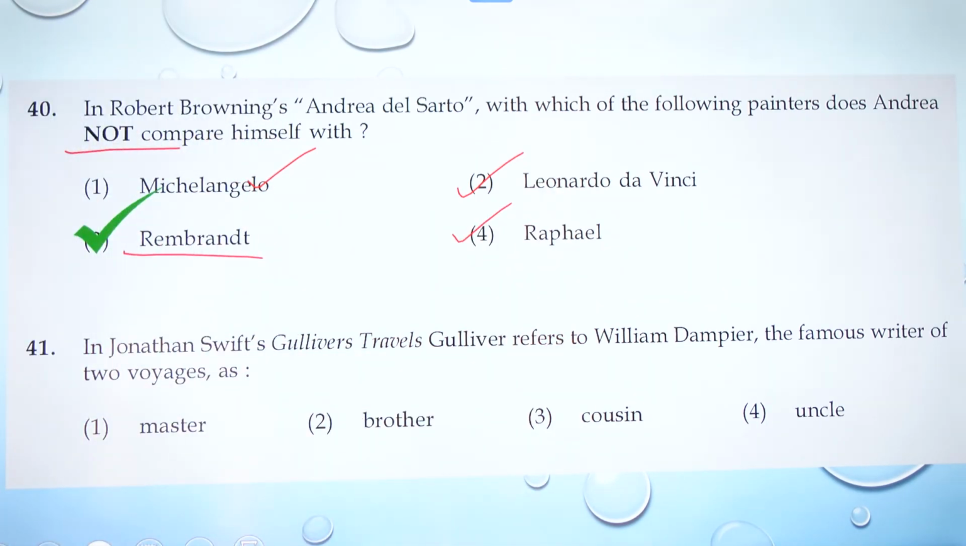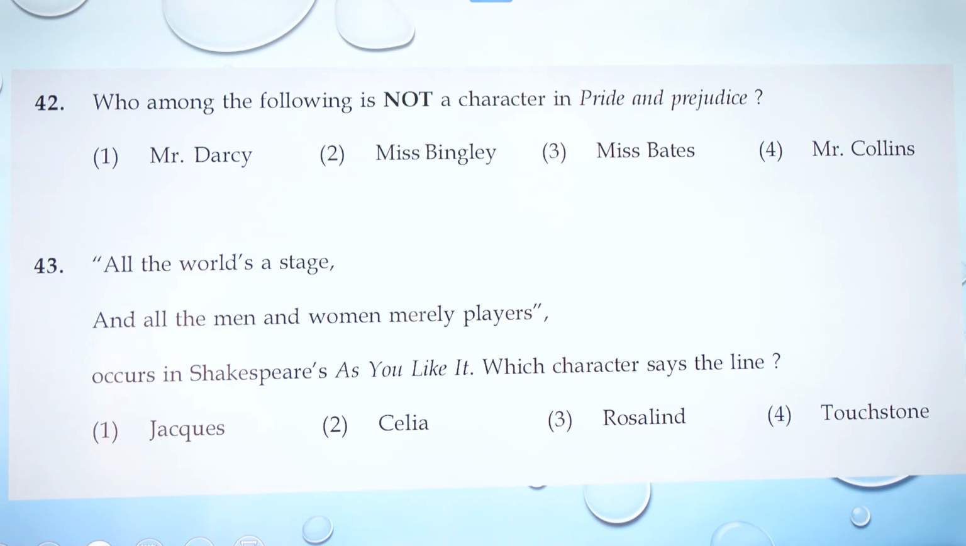41. In Jonathan Swift's Gulliver's Travels, Gulliver refers to William Dampier, the famous writer of voyages, as 1. Master, 2. Brother, 3. Cousin, and 4. Uncle. And the correct option is number 3, Cousin. 42. Who among the following is not a character in Pride and Prejudice? Number 1, Mr. Darcy. Number 2, Miss Bingley. Number 3, Miss Bates. And number 4, Mr. Collins. And the correct option is number 3, Miss Bates is not a character in Pride and Prejudice.